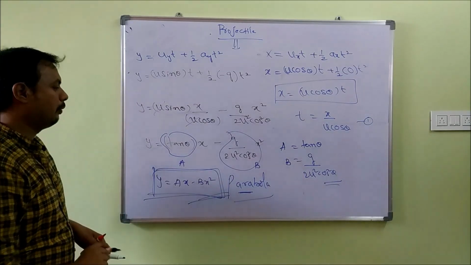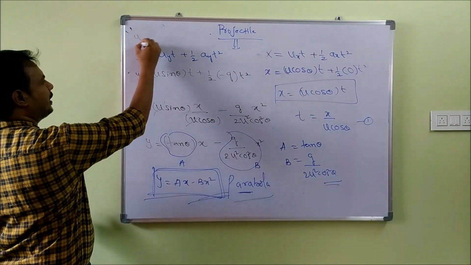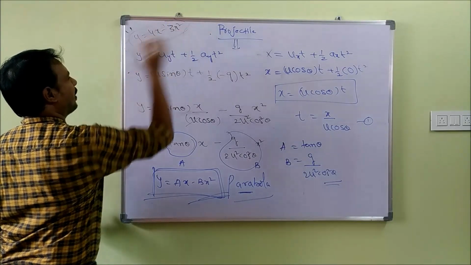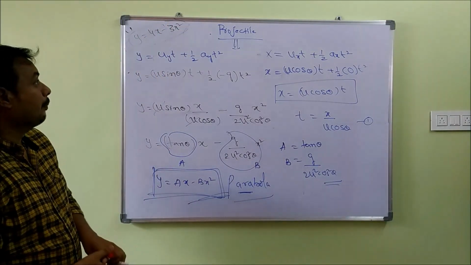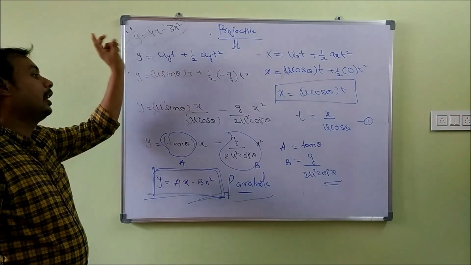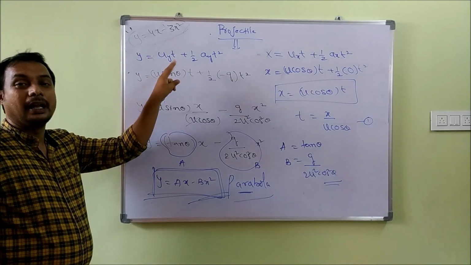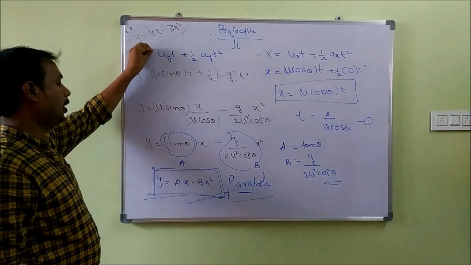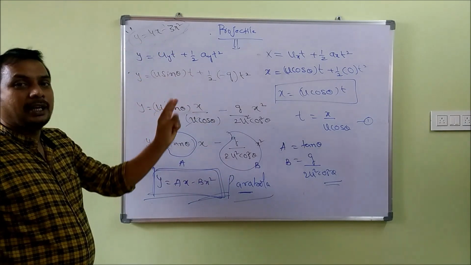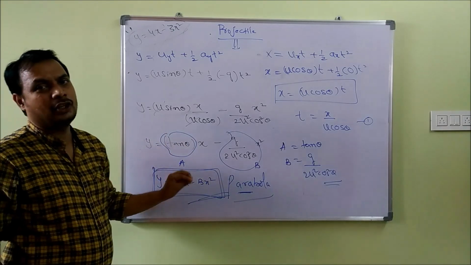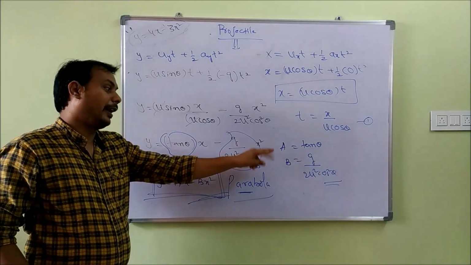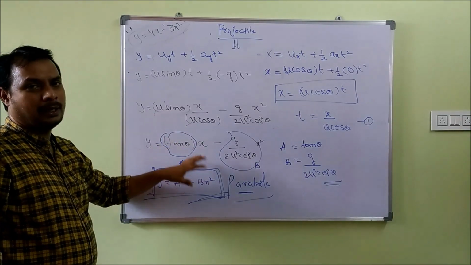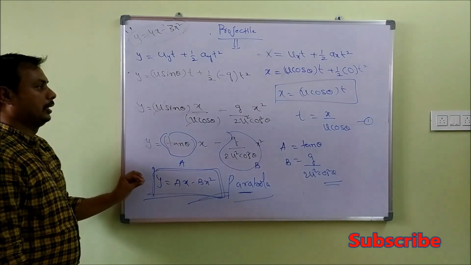For example, in one question it is given like this: y equals 4x minus 3x square. Based on this equation, you have to calculate the maximum height, range, and time. For that, you have to identify what the a value is and what the b value is. Then the maximum height, range, and time of flight in terms of a and b, you have to remember the formulas. I will explain those formulas in the following concept.